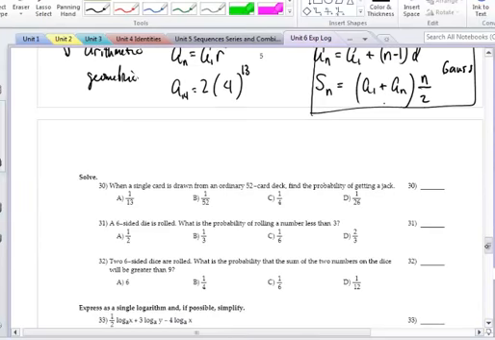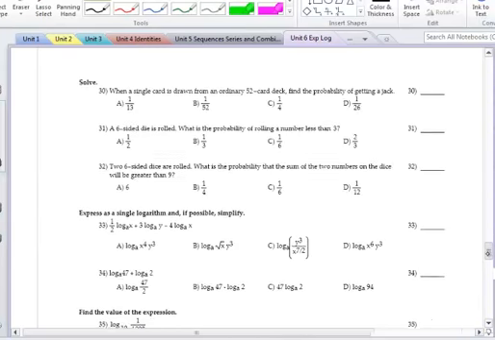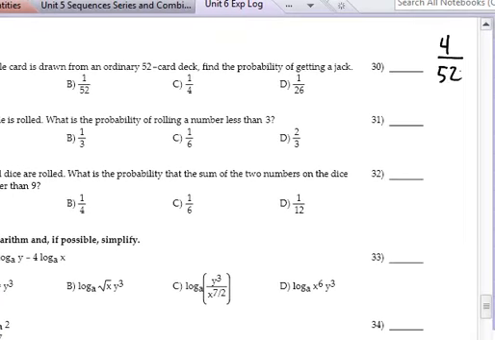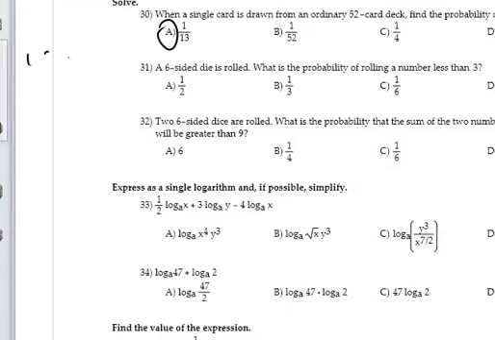Moving along, some probability. Okay, simple probability, single card from a 52 card deck. What's the probability of getting a jack? Well, there are 4 jacks in a deck of cards, and there are 52 cards total, so 4 out of 52 gives you 1 in 13. A 6-sided die is rolled. What's the probability of rolling a number less than 3? Well, if you write out all the numbers in the sample space, a number less than 3 would be 1 or 2, so that would be a chance of 2 out of 6, and that would be a 1/3 chance.